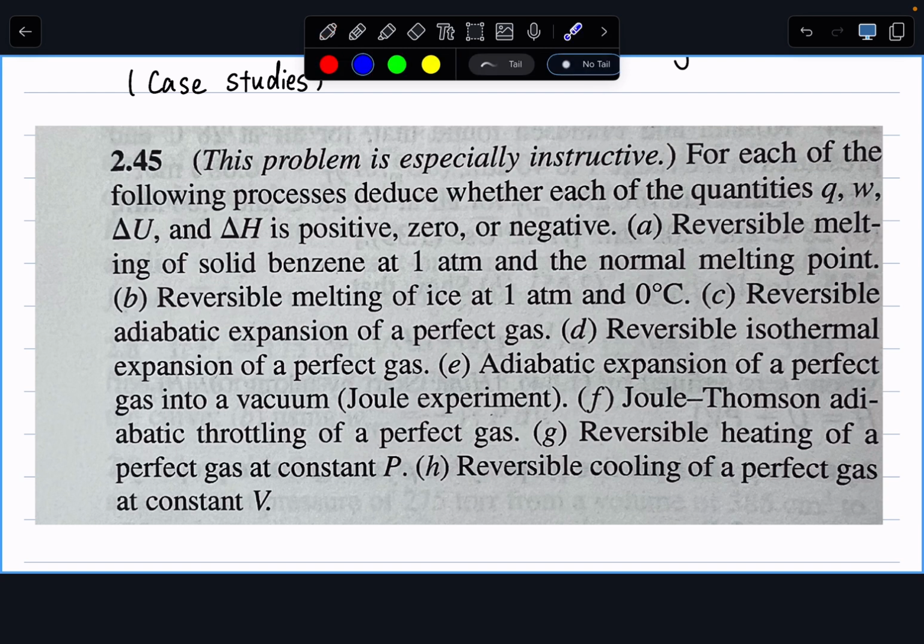It's telling us, for each of the following processes, can you deduce whether each of the quantities Q, W, delta H, and delta U, so 4 different thermodynamic quantities, is positive, 0, or negative? The physical meaning behind these properties is pretty straightforward. A positive work means the surroundings do work on your system. Negative work means your system does work on the surroundings.